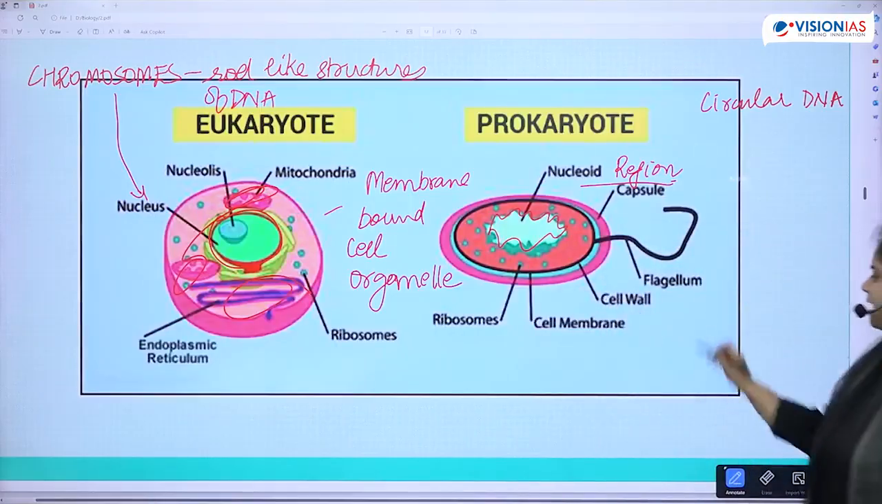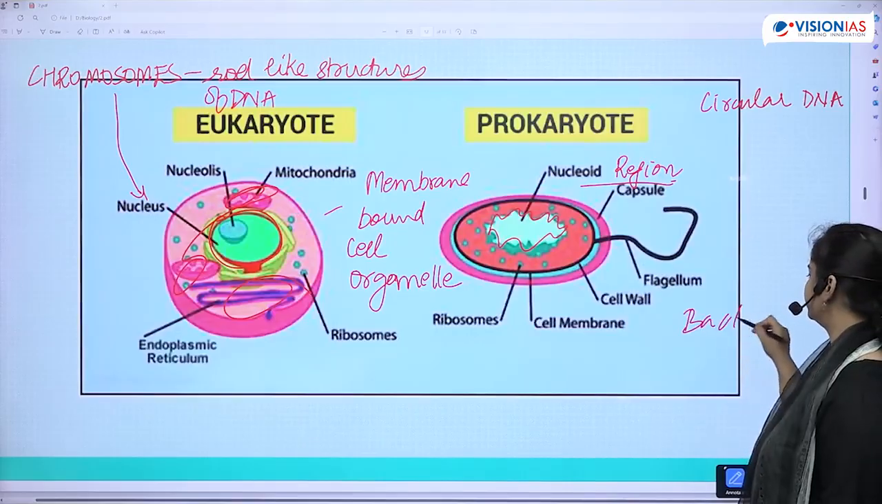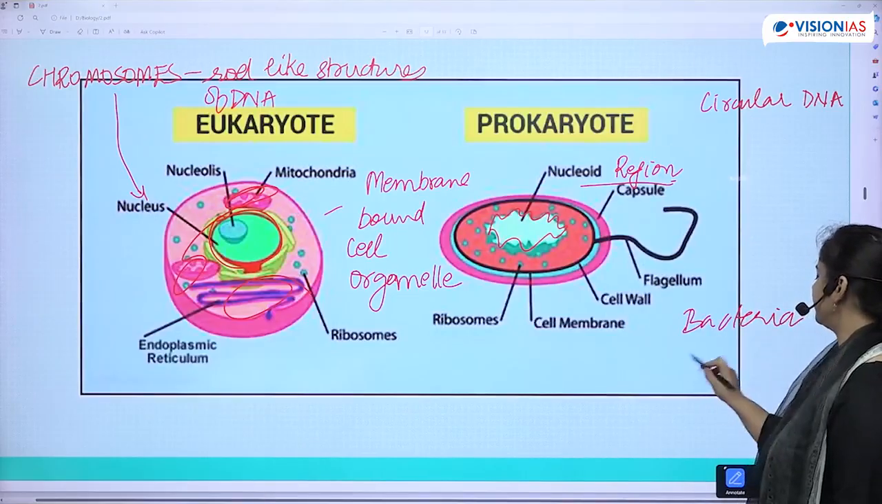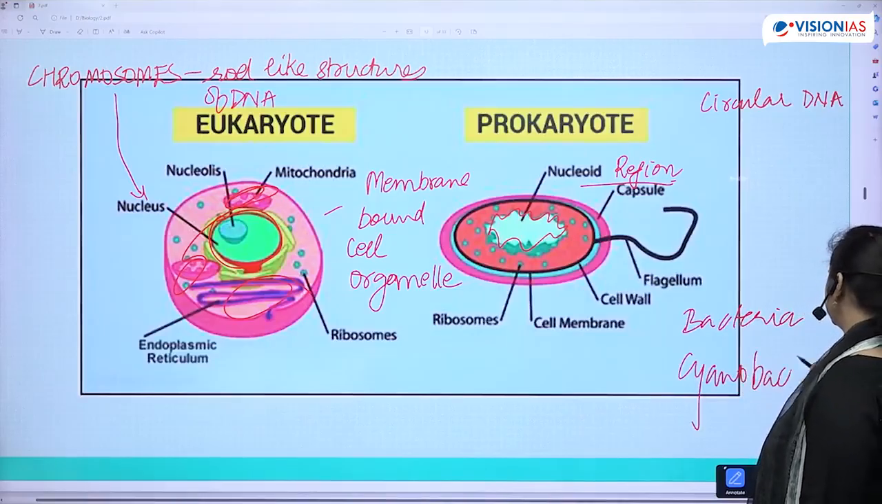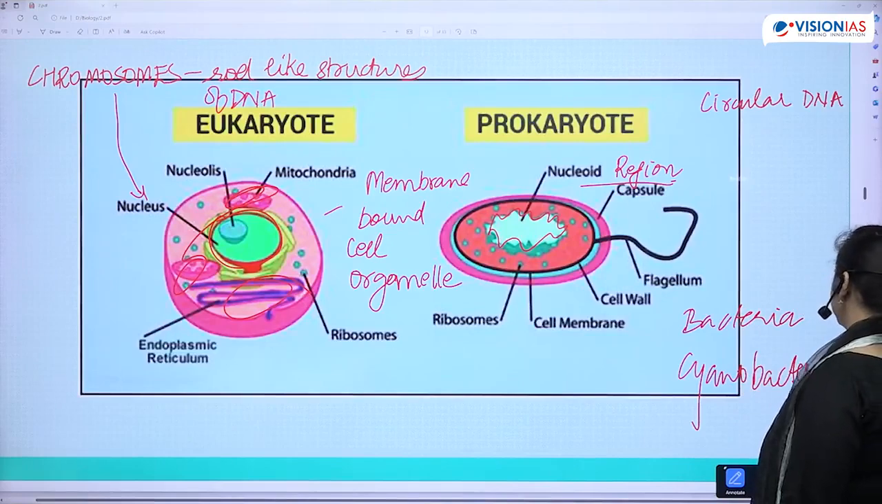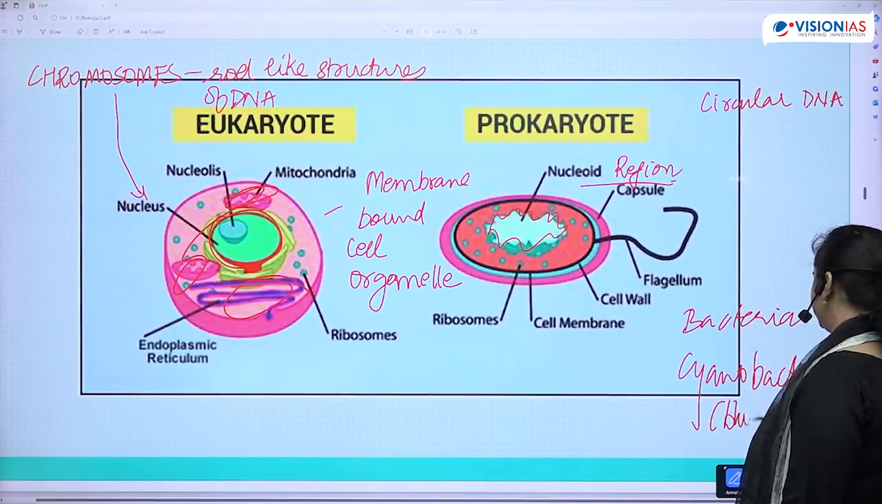And if we look at examples, we have bacteria, cyanobacteria. They are also called blue-green algae.